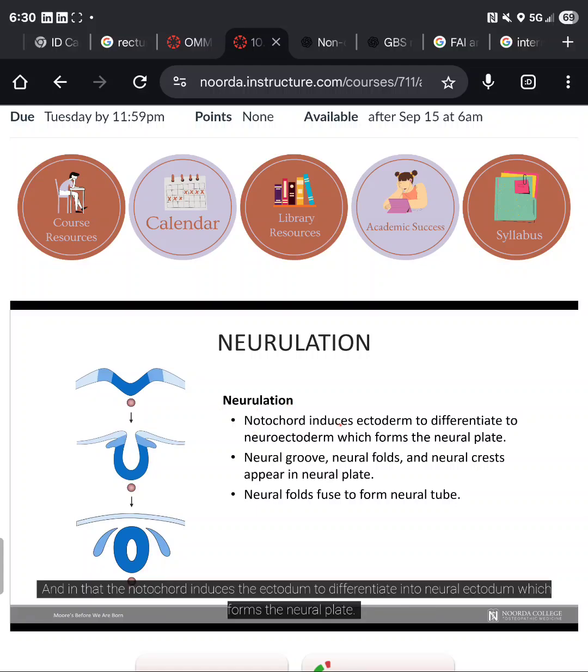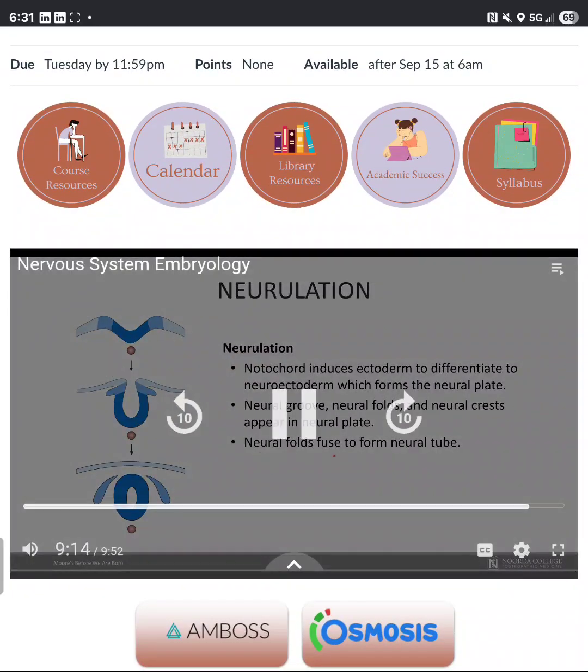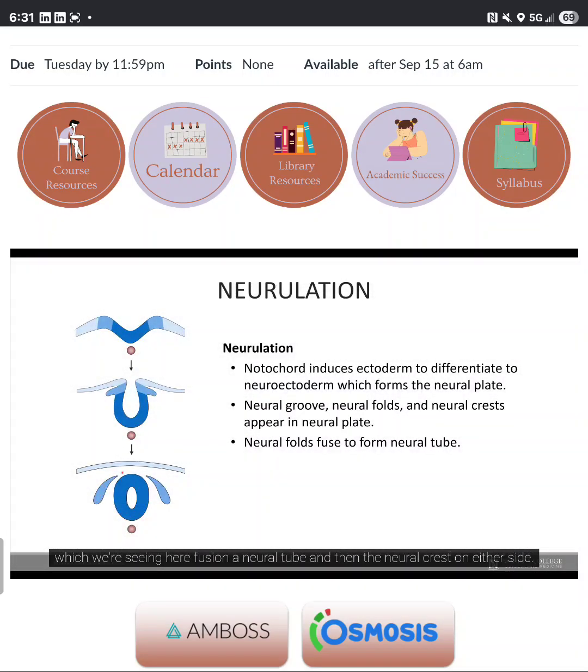And in that, the notochord induces the ectoderm to differentiate into neuroectoderm, which forms the neural plate. So notochord forming the neural plate. And then the neural groove, neural folds, and neural crests appear in the neural plate. And we can see those well here with the neural folds, neural crest, and then the neural groove, or this pit right here. And then eventually those neural folds are going to fuse and form the neural tube, which we're seeing here, fusion, a neural tube, and then the neural crest on either side.